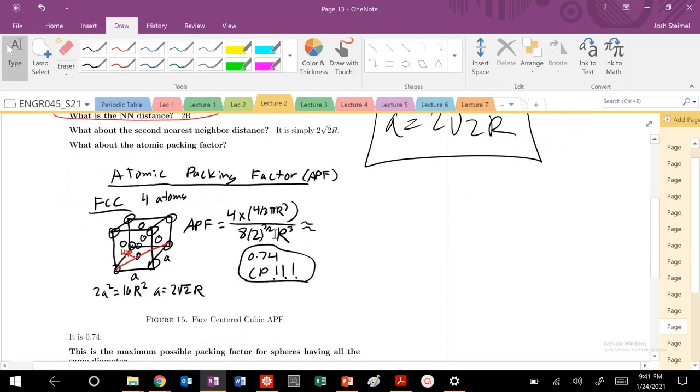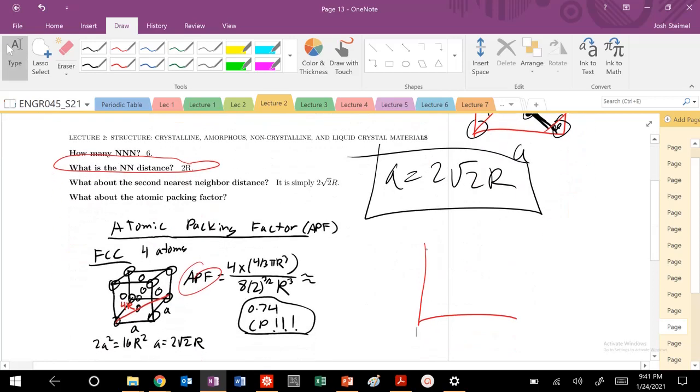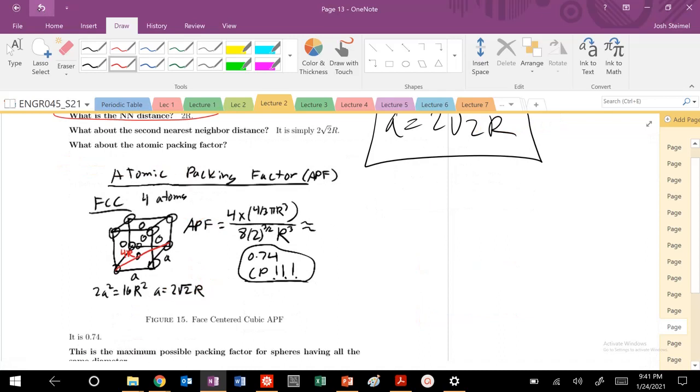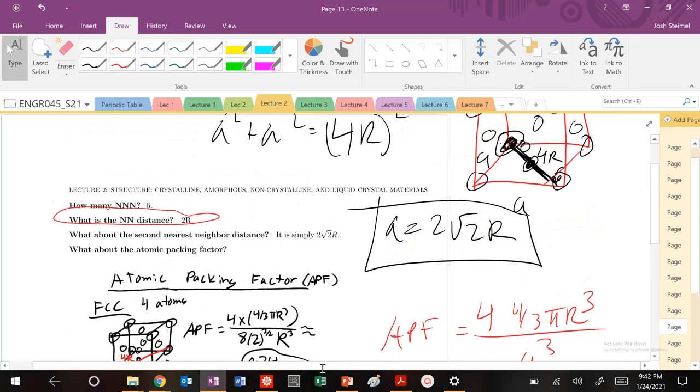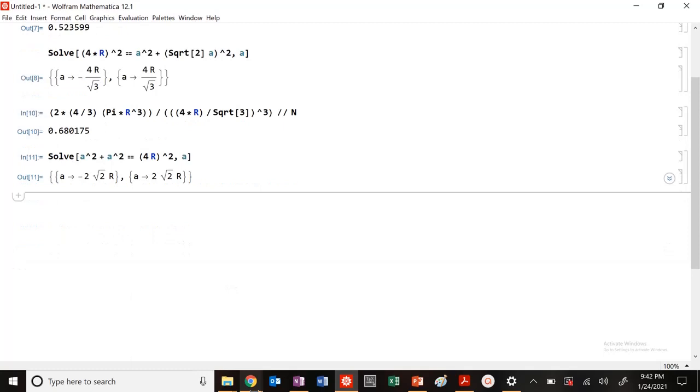Let's calculate our atomic packing factor, our APF. So if I have a cell like this, we know that our APF function is going to be equal to how many atoms? 4 times 4/3 pi r cubed divided by A cubed, where A is equal to 2 root 2r. Now, let's see if this is a close packed factor.